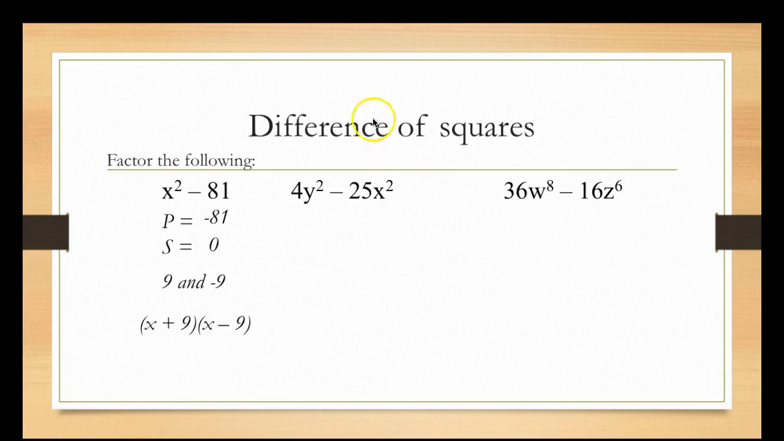Okay, so the square root of 4y squared is 2y. The square root of 25x squared is 5x. So my two terms will be 2y and 5x. And because it's the difference of squares, that means I will have one addition and one subtraction. They'll be binomial conjugates.